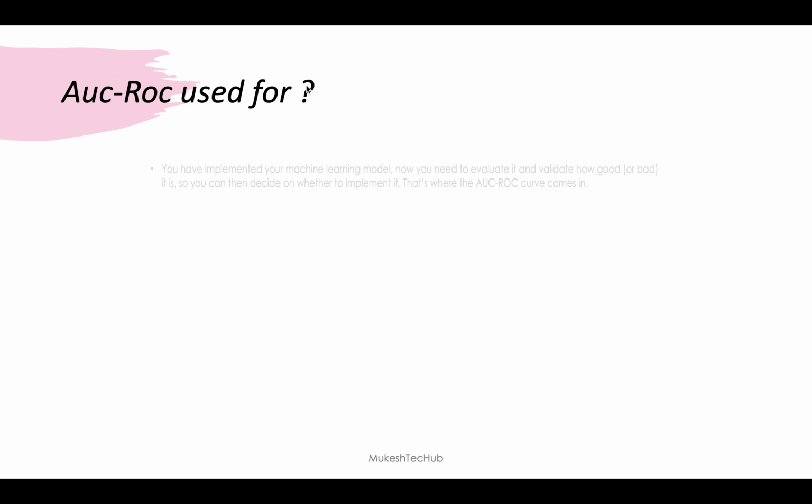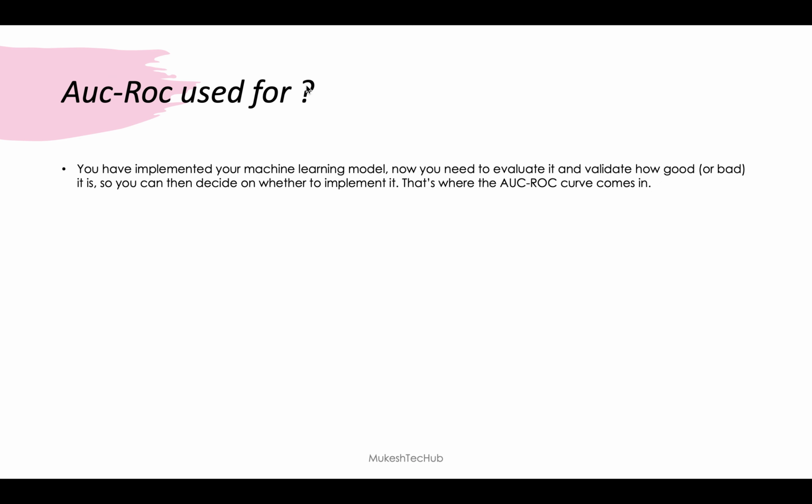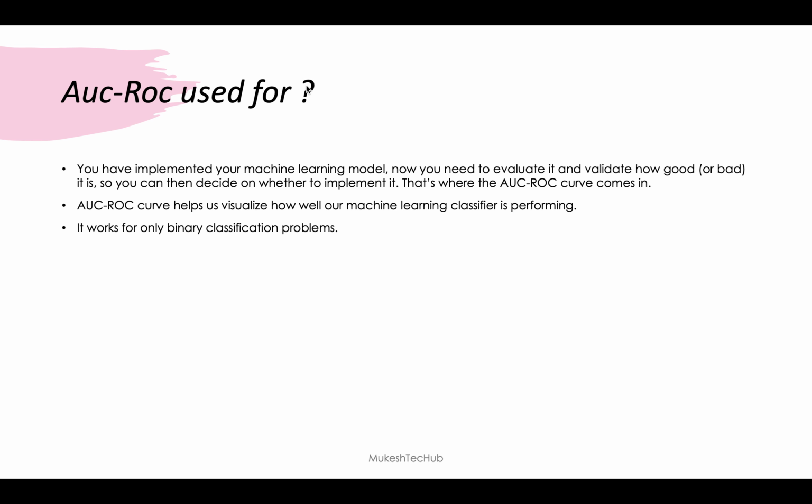AUC ROC is used when you have implemented your machine learning model and now need to evaluate and validate how good or bad it is performing on a given classification data set. In that scenario, the ROC AUC curve comes into the picture. The AUC ROC curve helps us visualize how well our machine learning classifier is performing. It works only for binary classification problems. Although we can extend it to multi-class classification, it's mainly for binary classification.